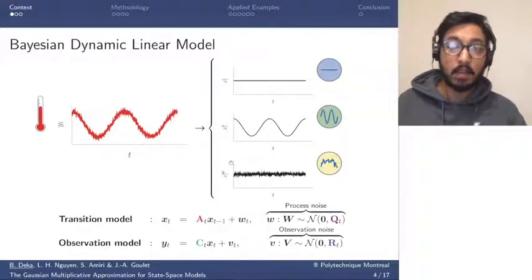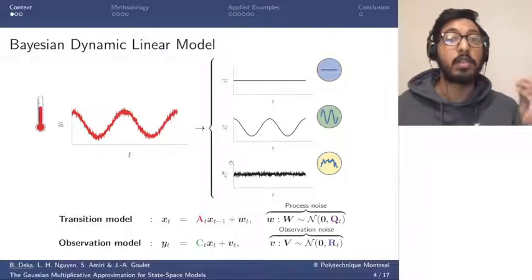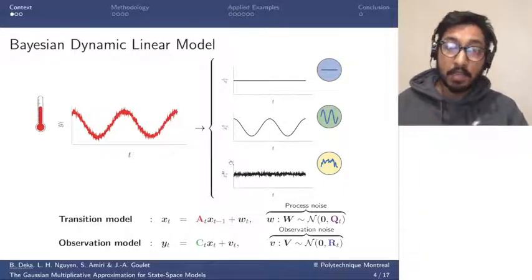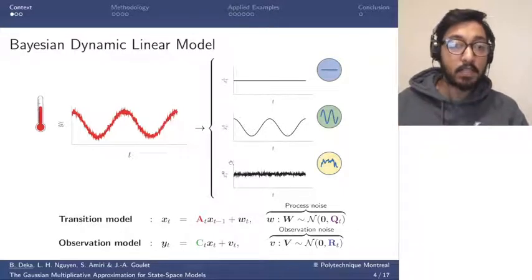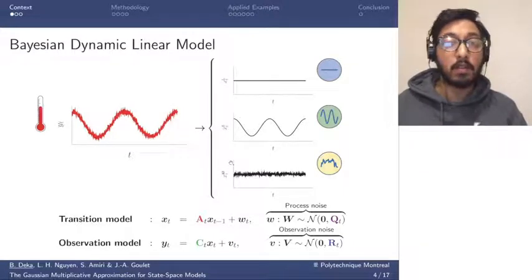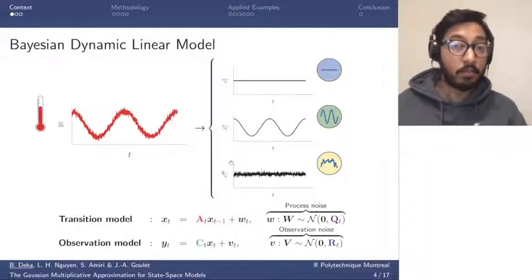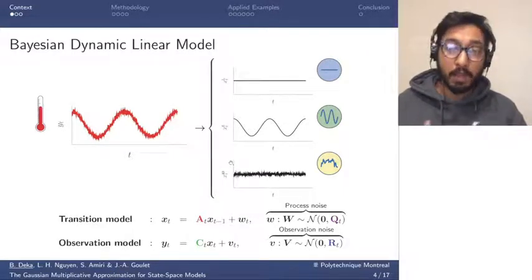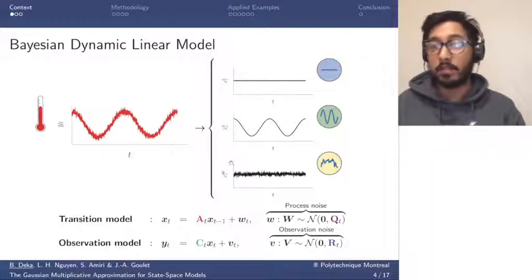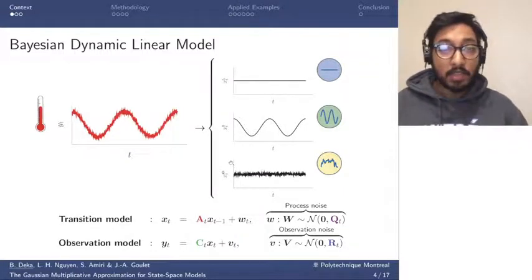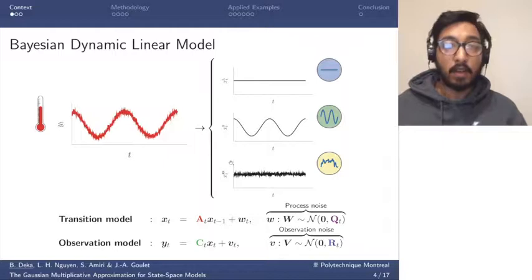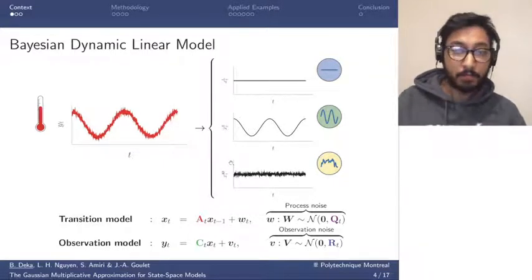For the observation model, we want to show how these hidden states are associated with the observation itself. So we have the hidden states at time t, which add together to give the observation yt through the observation matrix C, together with the additive observation error V, which is again modeled by a Gaussian having mean 0 and covariance matrix R. So these matrices A, C, Q, and R are the building blocks for Bayesian dynamic linear models.